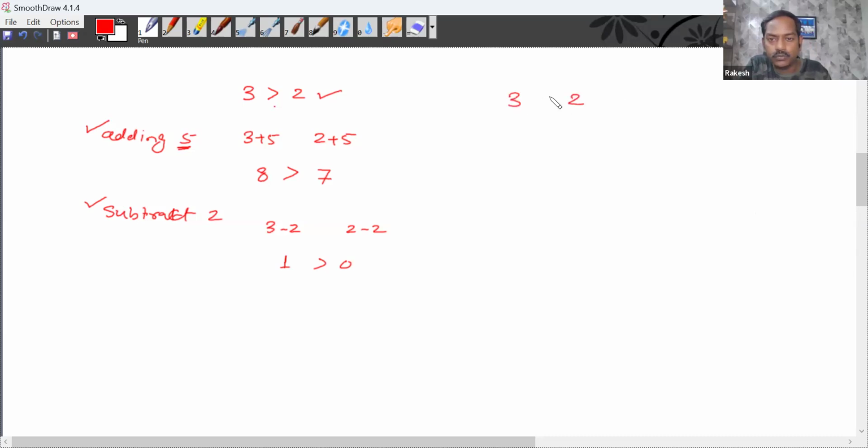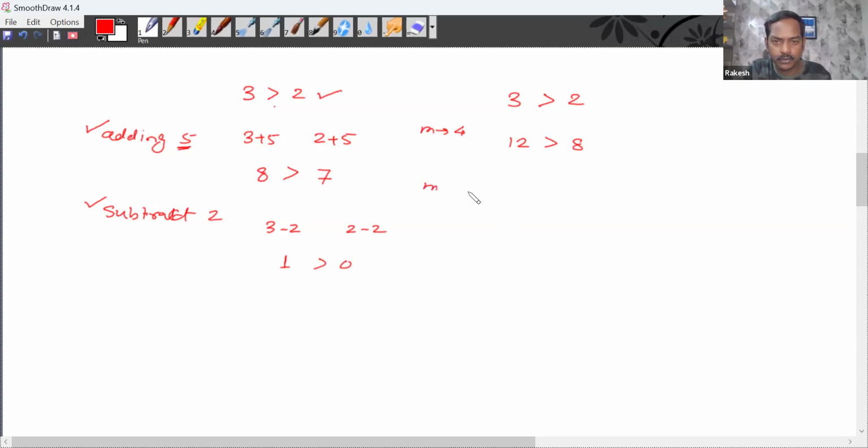3, 2. This is the original sign. If I multiply both the sides by 4, this will become 12, this will become 8. Again, the sign will not change, right? The sign will not change. Let's try with some other numbers.